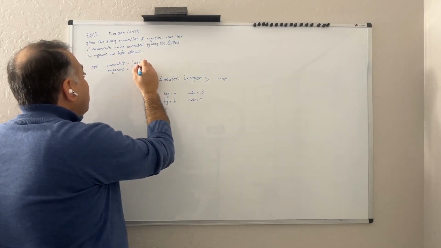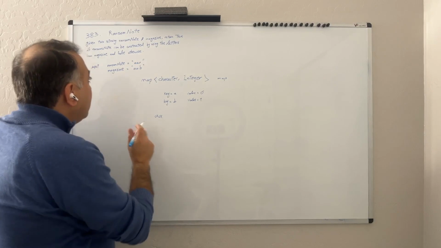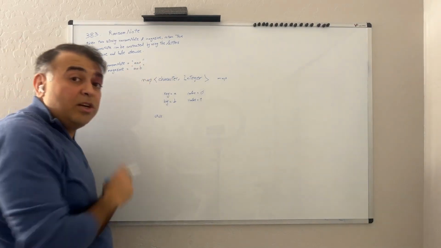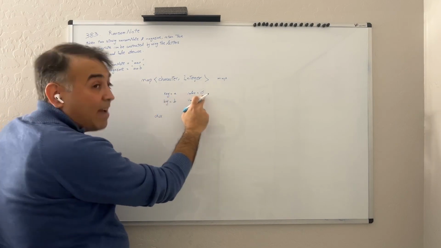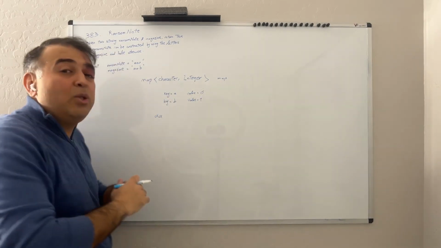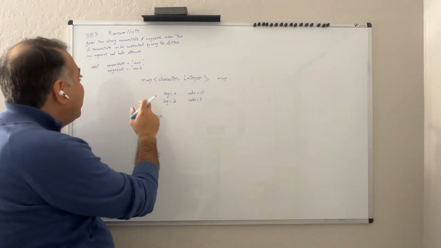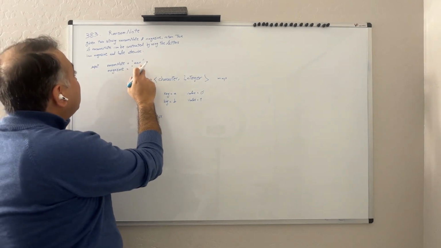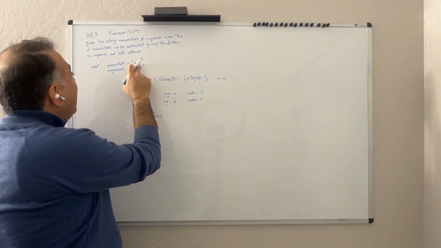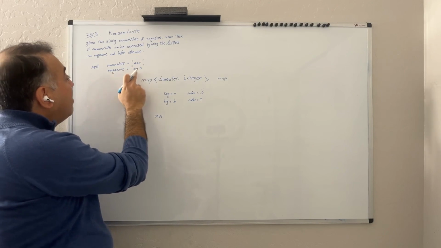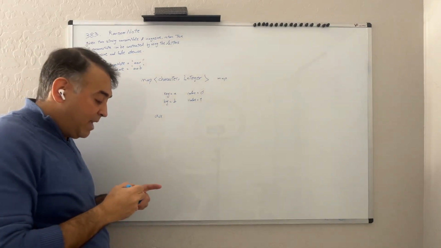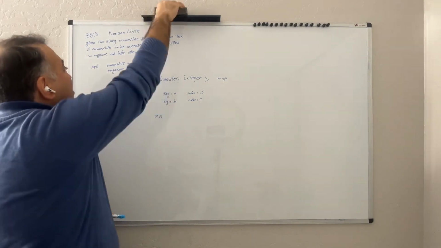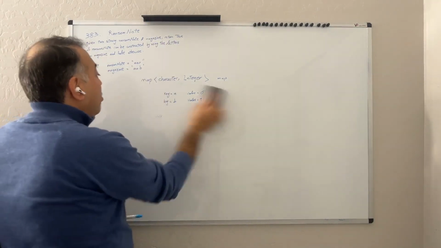For example, if the ransom note were something like this, I check the third A. Do I have another A? Yes, but the value is 0. So there is no A left. So I couldn't reconstruct the ransom note with the letters that I have in the magazine, because I don't have 3 A's in the magazine. Let's implement in code what we discussed here.